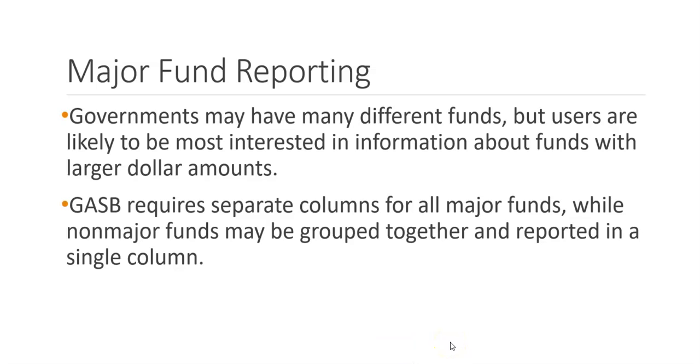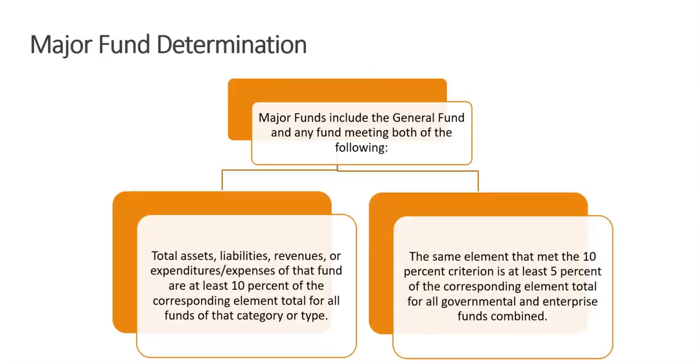Okay. Major fund reporting. Governments can have multiple different funds, but what they show in their report are major funds. GASB requires separate reporting for all major funds, while non-major funds can be grouped together and reported in a single column, as the total of all of those funds grouped together. But major funds have to be separated out into their own columns.